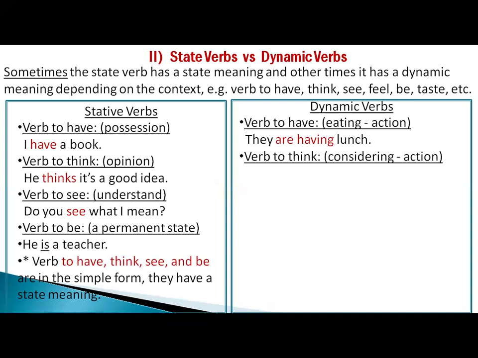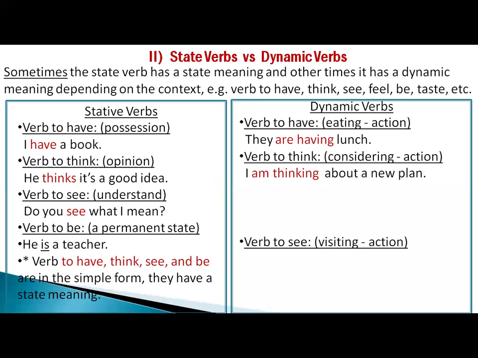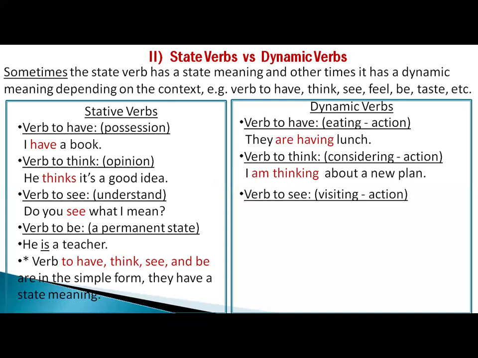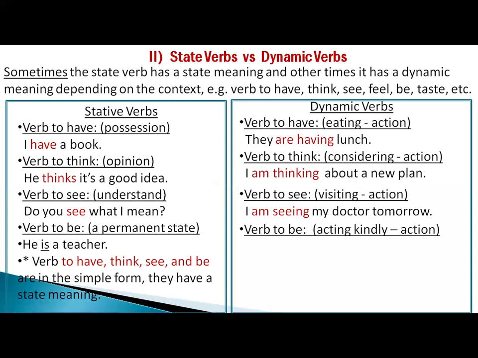Verb to think, meaning considering, it's an action verb: I'm thinking about a new plan, meaning I'm considering a new plan. Verb to see, meaning visiting, action verb: I'm seeing my doctor tomorrow. I'm visiting my doctor tomorrow. Verb to be, meaning acting kindly, action verb: He's being kind today. He's acting kindly today.